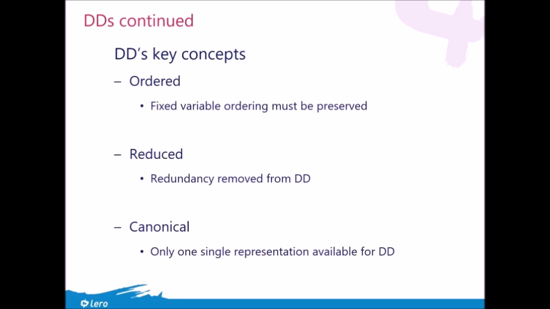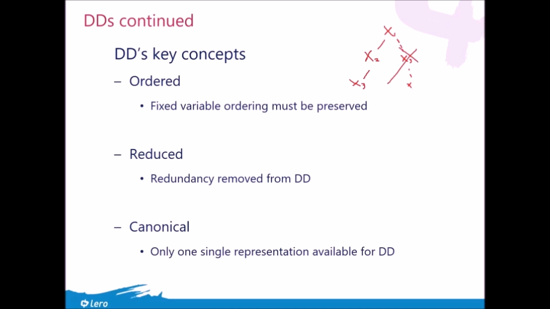The key concepts of decision diagrams is that they are ordered. A fixed variable ordering must be preserved. Say you start here with x1 and you go down to x2 and then to x3. That order must now be preserved throughout the decision diagram. So say this is the high pointer, so true and true. The low pointer cannot point to x3 and then down to x2. This is invalid. You must preserve the ordering.